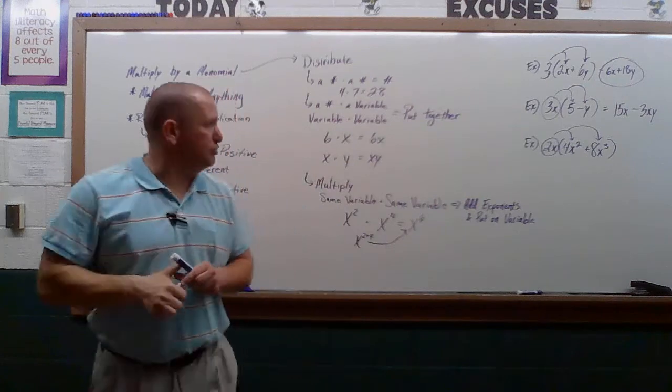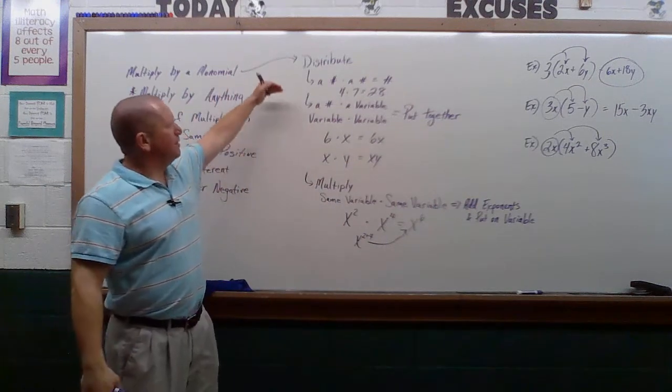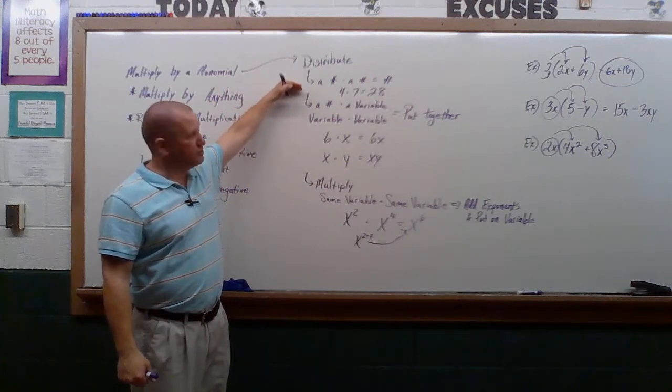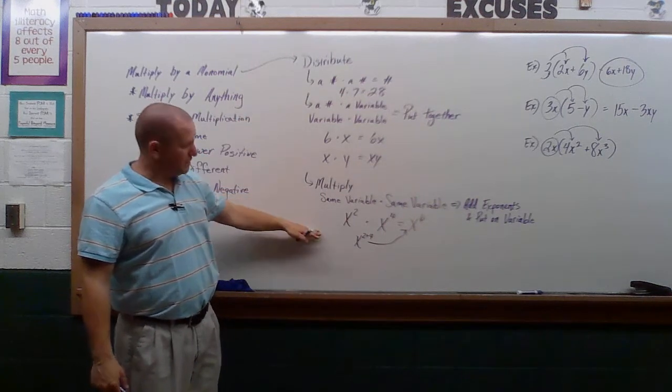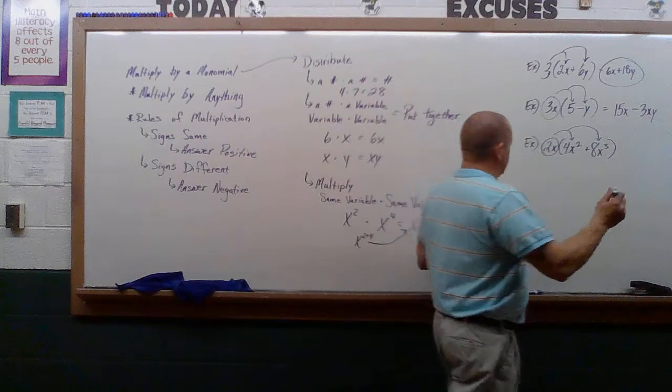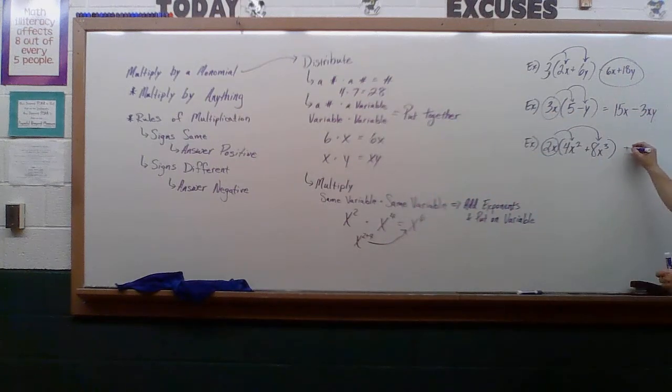So again, now I'm doing a combination of two. I'm doing my numbers times my numbers, and then my variable times my same variable. I'm going to add my exponents. So, what'd you come up with? 8x cubed plus 16x to the 4th. I got 64x to the 6th.